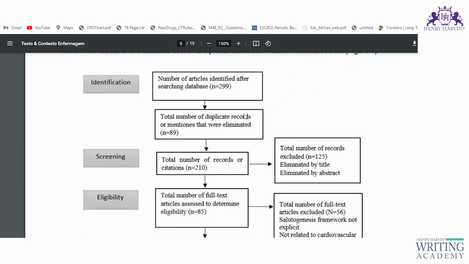Then the number of duplicate records or mentions that were eliminated. First, you have to exclude the duplicate records. Now I will tell you what the duplicate records are. Duplicate records can be generated in two ways. The first way is like this: any review article, when it is written, has a number of authors, like 2 to 3 authors who are involved in writing a review.